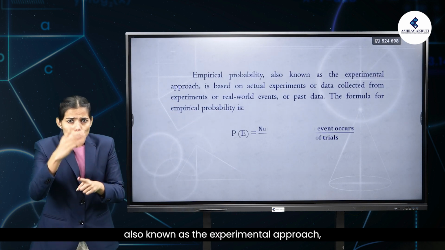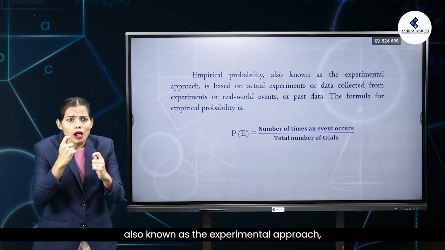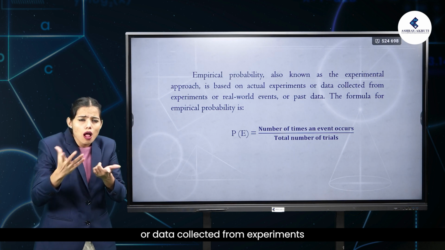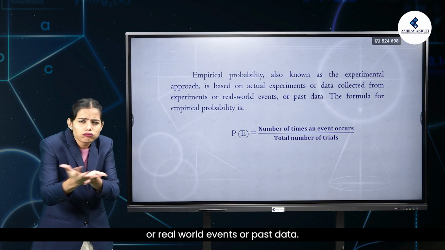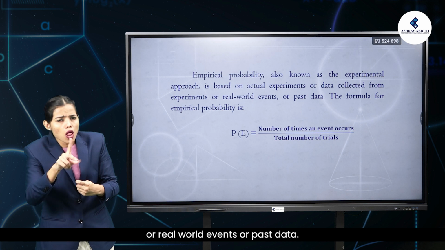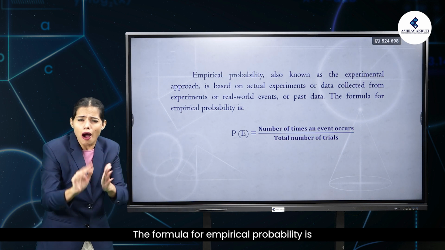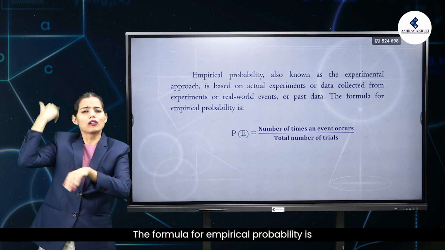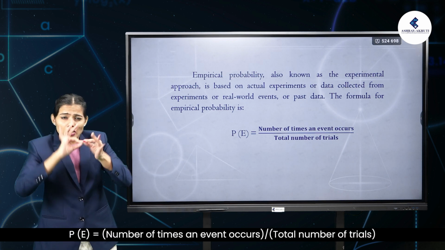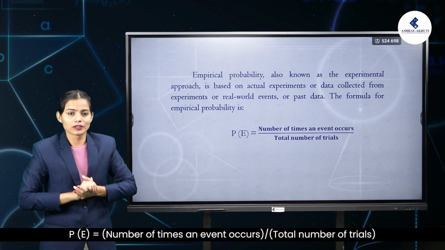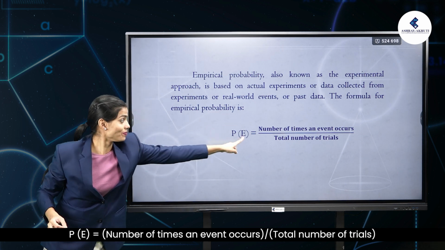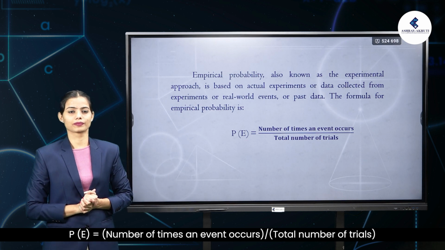Empirical probability, also known as the experimental approach, is based on actual experiments or data collected from experiments or real-world events or past data. The formula for empirical probability is P of E is equal to number of times an event occurs by total number of trials.